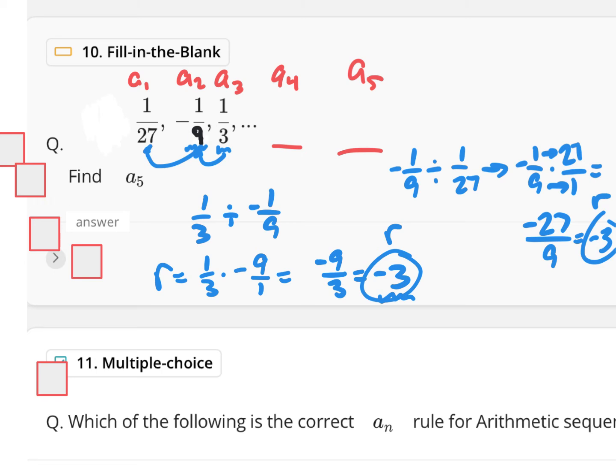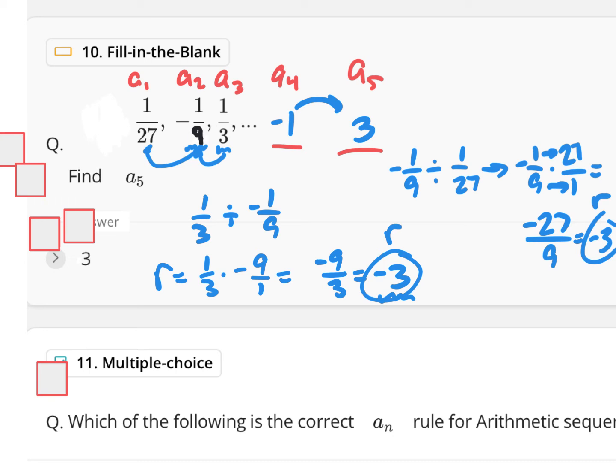Okay, so now that we know that, what does that mean? That means if I take 1 over 27 and multiply by negative 3, that'll become negative 1/9. You go negative 1/9 times negative 3, that'll become positive 1/3. Then positive 1/3 times negative 3, that'll give us a negative 1. And then negative 1 times negative 3, that'll give us a positive 3. So the answer is positive 3.